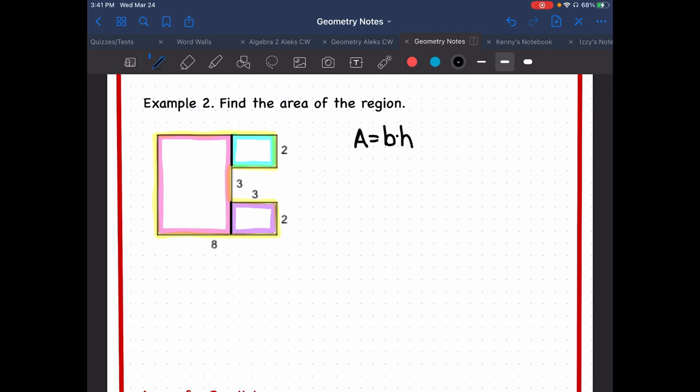Now before I get started, I'm not really sure here. I just have the 2. So I'm going to have to do some work with what I know about rectangles. Let's look at the purple one. I know that this side of the rectangle is the same as this side of the rectangle, so that's 2. And I know that this part of the rectangle is the same as this part of the rectangle, so this side is 3. If the whole thing is 8, that means this is 5, because 5 plus 3 is 8.